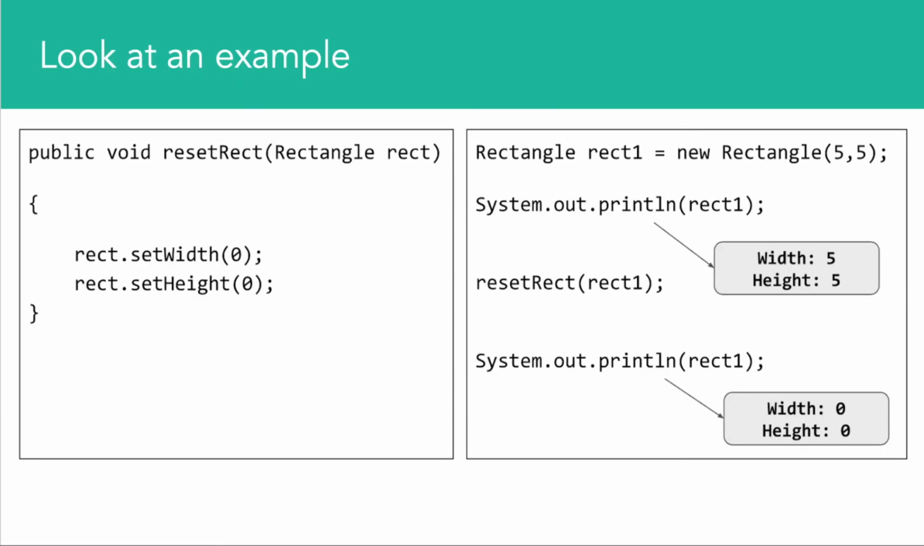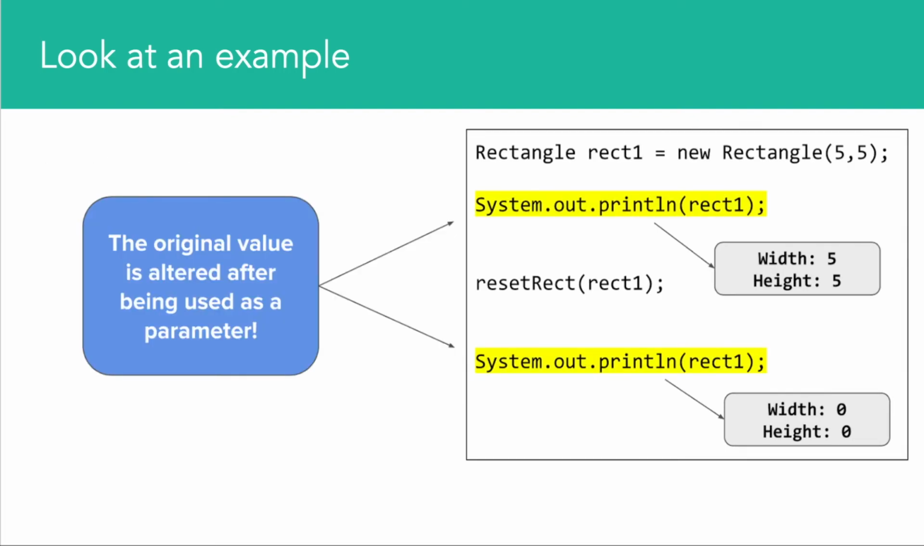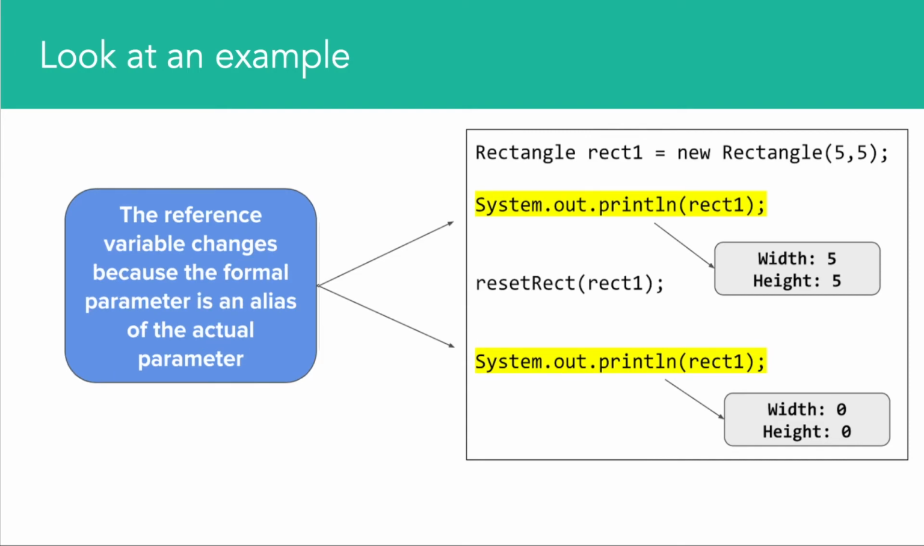Let's look at an example. On the left, I have a method called resetRectangle, which will take in a rectangle object as a parameter. And in the next box, we'll look at examples with actual parameters. Notice that the original value is altered after being used as a parameter. This is different than how primitive values are used. The reference variable changes because the formal parameter is an alias of the actual parameter.